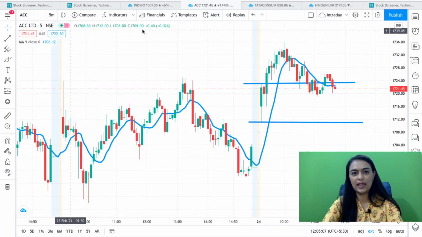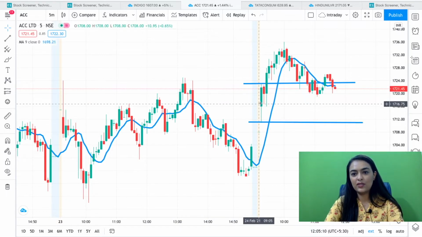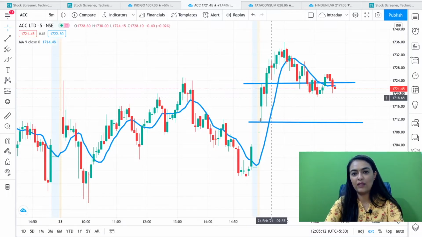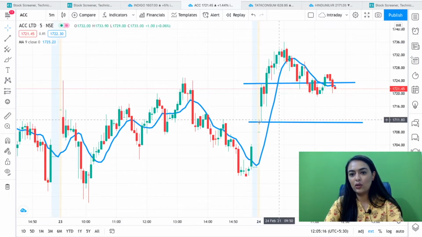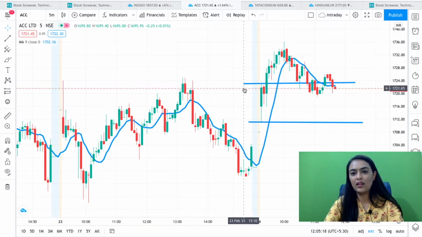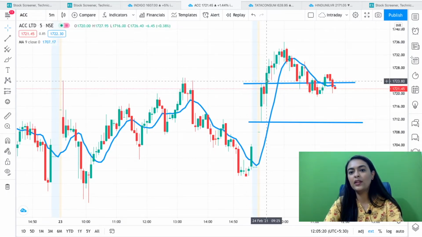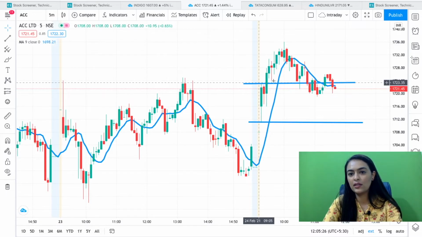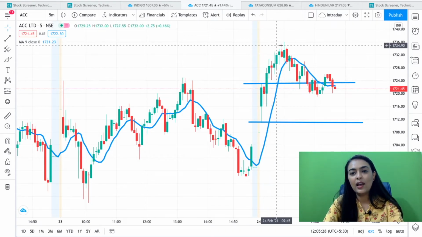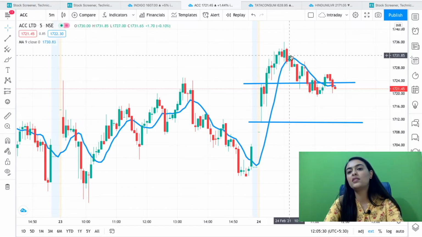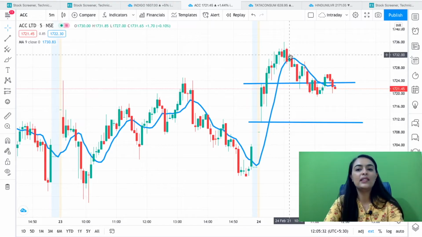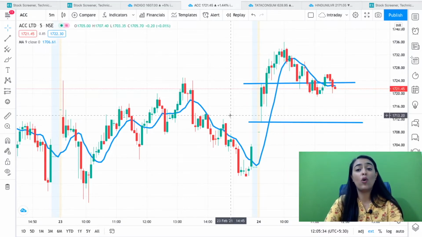This is ACC, this is our first 5-minute candle, and this is our 9-day moving average. I have marked the low and high of the first 5-minute candle. The low will be our stop loss, and the high will be our entry point. I am going to take a long position as soon as the stock crosses the high of the first 5-minute candle, and I am going to book profit as soon as it attempts to break the 9 days moving average. This is open low.